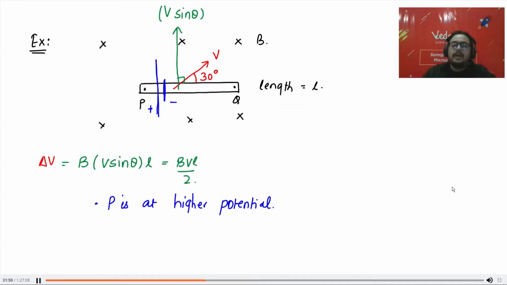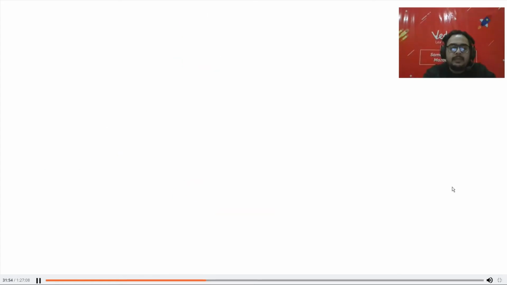Come, I will take one more example, one final example, so that if someone still has any doubt, it can be cleared. Okay, one final example on it. Okay, let's say the rod is like this. And the magnetic field is outside this time.